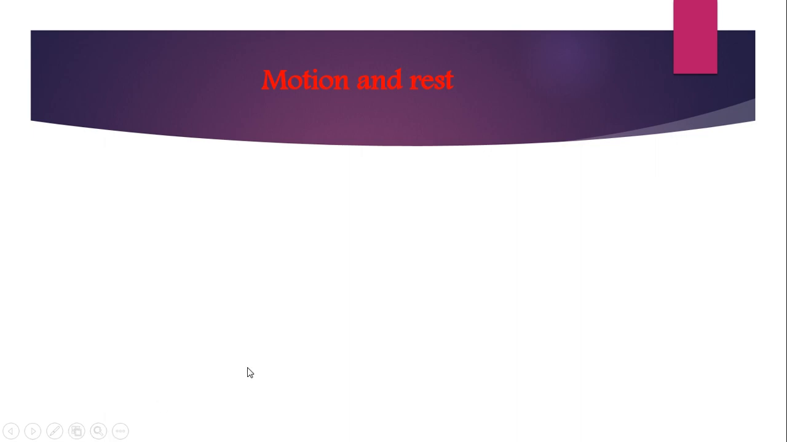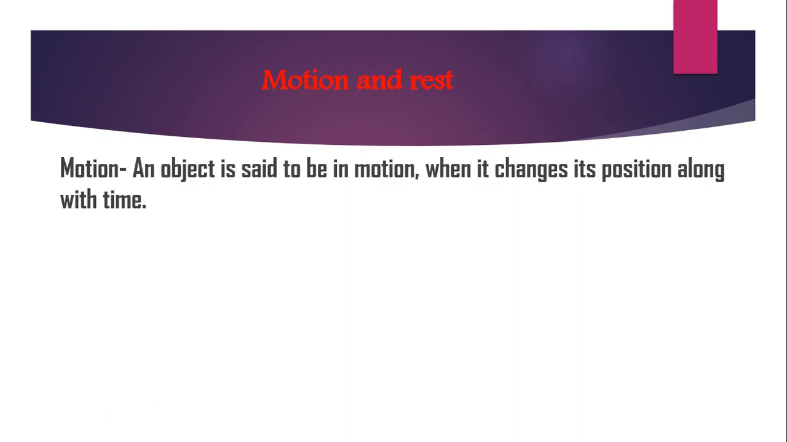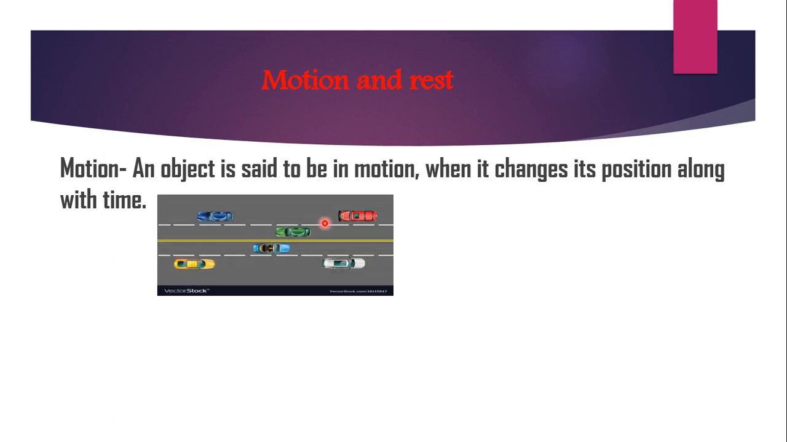So what is motion? Motion can be defined like this. An object is said to be in motion when it changes its position along with time. For an example, on a road, a moving car can be an example of motion because the moving car changes its position from one position to another.